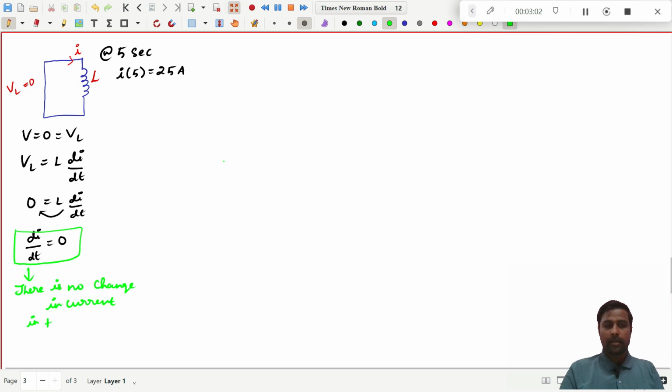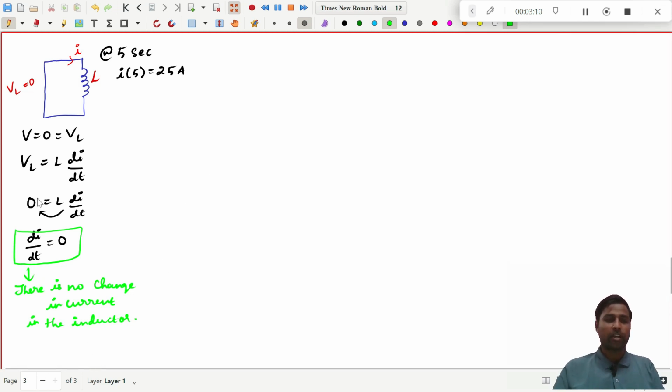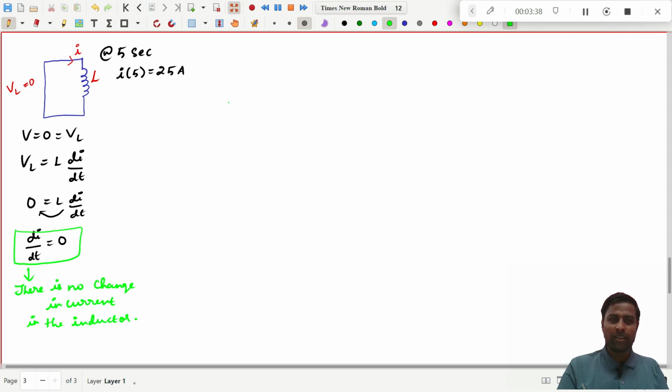There is no change in current in the inductor. This is very important. Now you see, at 5 seconds, inductor current is 25 amperes, and we are getting that there is no change in current after that. So what happens here, the inductor will carry 25 amperes forever. This inductor will carry now 25 amperes forever. That is the point. It is a very important point, right?